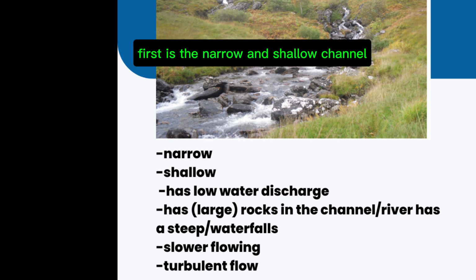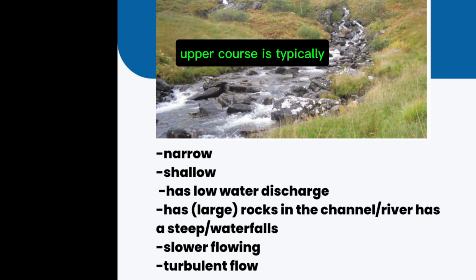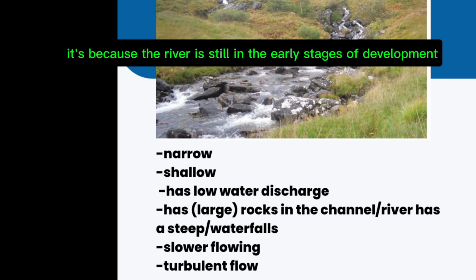First is the narrow and shallow channel, meaning that the river channel in the upper course is normally narrow and shallow. Why? It's because the river is still in the early stages of development.